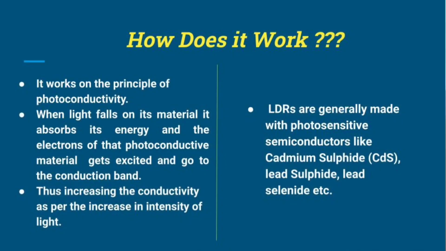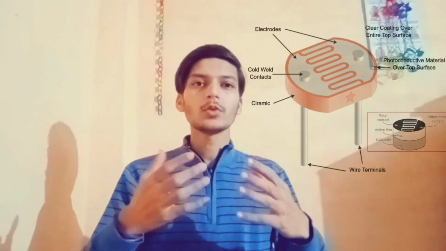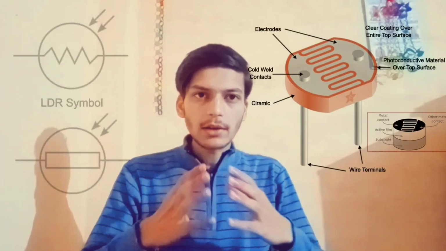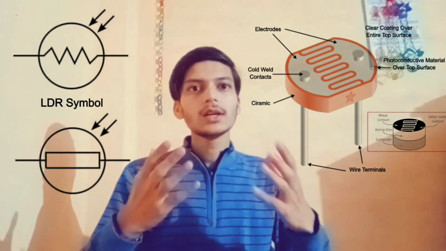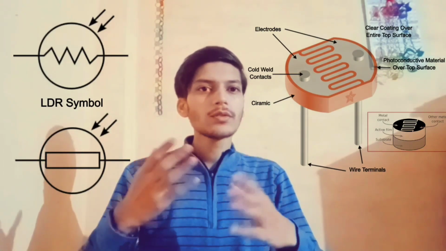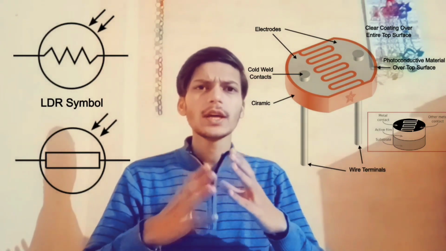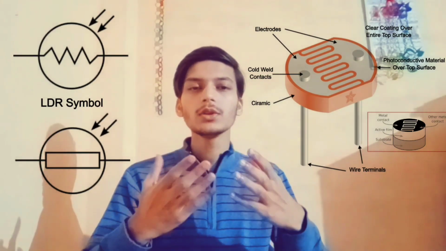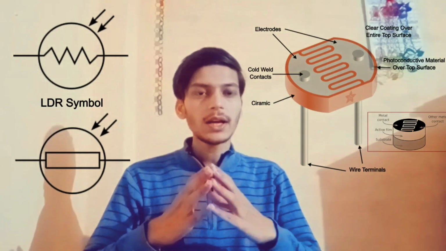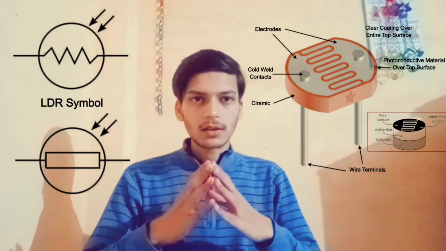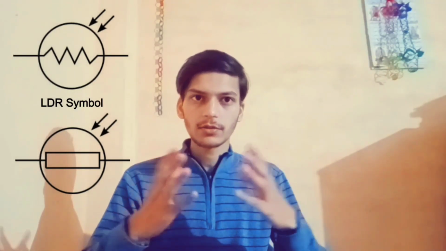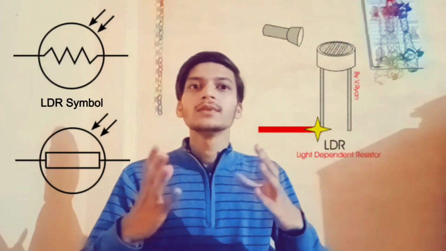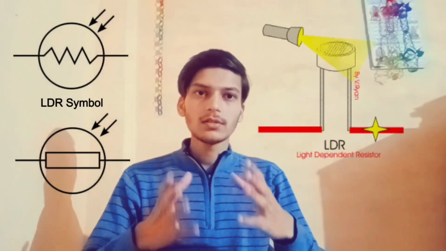So now let's understand how it works. It works on the principle of photoconductivity. Whenever light falls on the photoconductive material, the electrons in that material absorb that energy, get excited and go to the conduction band from the valence band, and by this they decrease the resistance of the LDR, and the flow of current increases. So this is how it depends on the intensity of light.